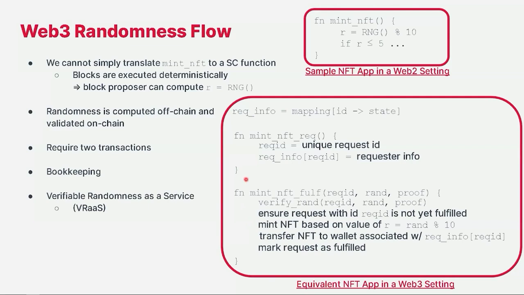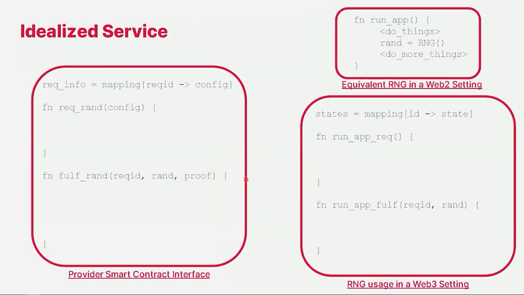So that's why we formalize this. Let's see what an idealized service would look like. Over here, we have the provider smart contract, and over here, we have the client smart contract. What we're trying to accomplish is to run some app. It does some things, we request the randomness, or we generate randomness using a local RNG, and then we do some more things. How can we have the equivalent of this in Web3? As we mentioned before, the client code is going to have to maintain state. The code that does things will save some local variables that are used for doing more things. So that's all state.